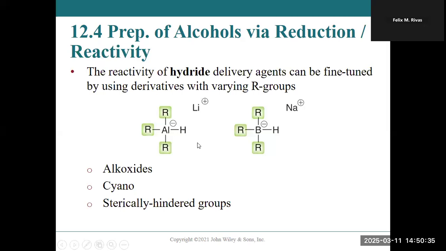The great thing about these reagents is that you can modify them. How do we modify them? Well, take these R groups that are represented here. They don't necessarily mean at this point that they will be alkyl chains, even though that's what we've been talking about. You can replace this R group with alkoxide, cyano, or really big groups, and you change the dynamics of this reagent.